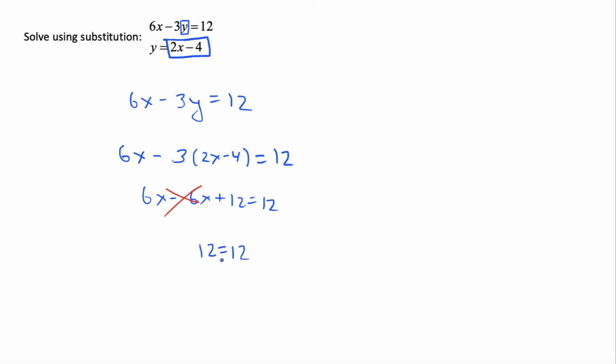So notice we can't actually solve for x. But what does this mean, 12 equals 12? This is called an identity. And it's called an identity because, first of all, we have two sides that are equal. But what does that mean in terms of the original problem? It means that these two are the same exact line. They look a little bit different in the equations, but if you drew these, they would be the same exact line, which means that they overlap everywhere.